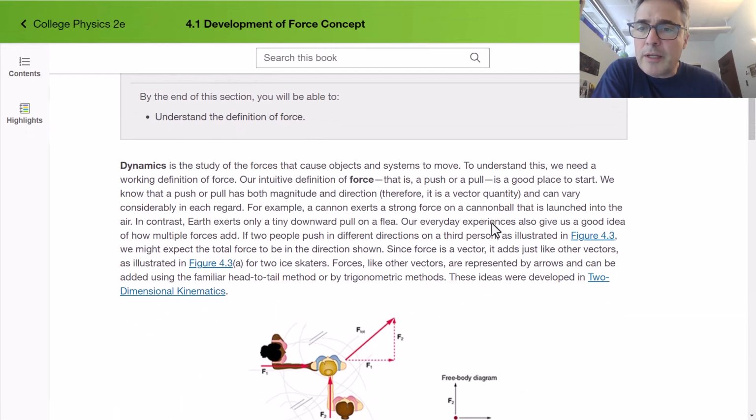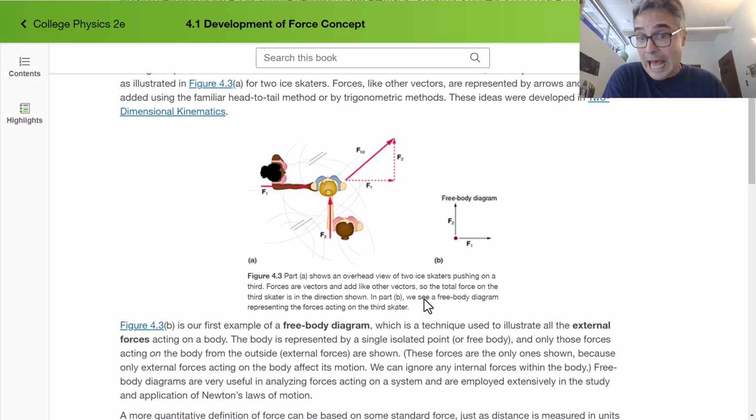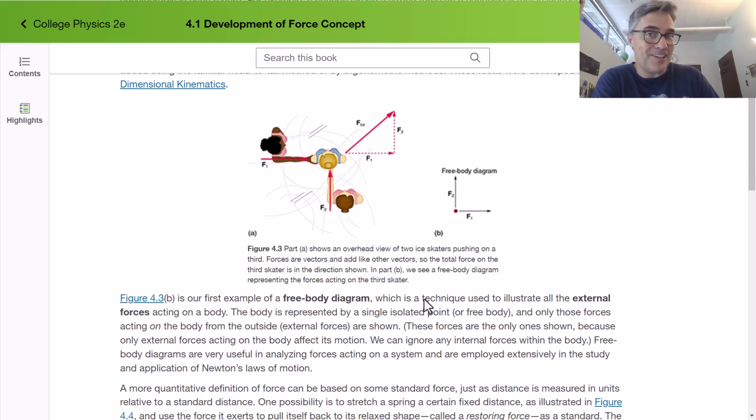Here's section 4.1. Basically, this is getting you used to what forces are. So a force is a push or a pull. Okay, and there's a bird's eye view of 2 skaters. There's 2 skaters pushing a third skater. So one is pushing her forward and the other is pushing her to the side. There's F2 forward, F1 to the right. And so the net force, the total force on this skater, is going to be off on a diagonal. So you can add forces like vectors. And again, you're an expert at vectors now.